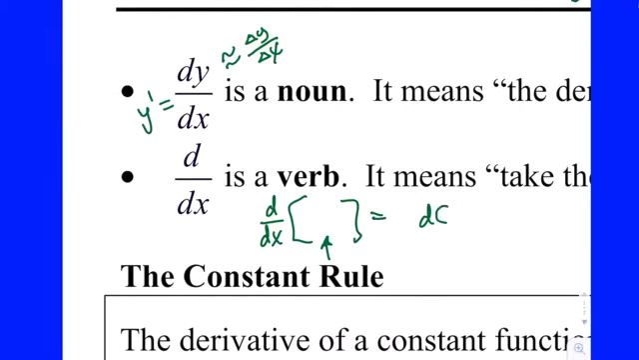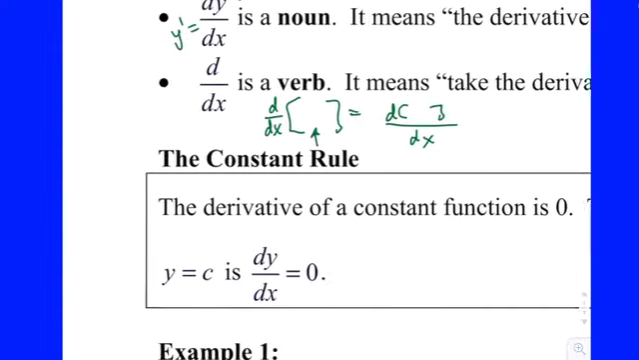Now you could write it in the numerator. It could look like this, but that gets a little bit tedious to write. So we usually kick it out of the numerator and write it like that. So d/dx is a verb. dy/dx is y prime. It's a noun. All right, so here's the constant rule.